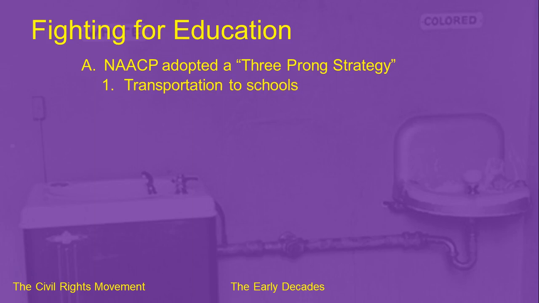And so the NAACP came up with what they called the three-prong strategy. 3 ways to attack segregation in public schools. The first one was in addressing transportation issues. In some places in the South, you had the county school district. Okay? In Texas, it's hard for us to understand.